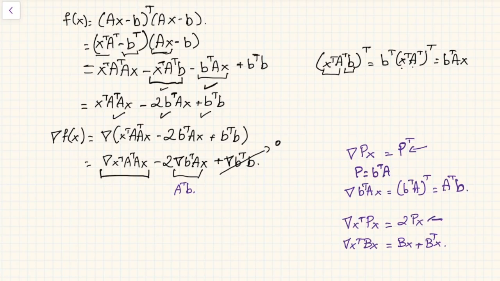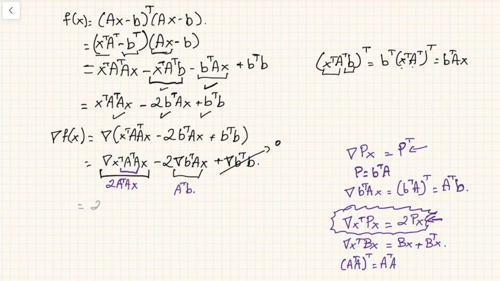So in our case, we've got that P is A transpose A, right? And A transpose A is symmetric. Why? Because if you write down A transpose A and take its transpose, you again get the same matrix, A transpose A. So this is symmetric, and hence we're going to apply the symmetric formula right here. This leaves us with 2Px, where P is A transpose A, x. And hence you get 2A transpose Ax minus 2A transpose b.